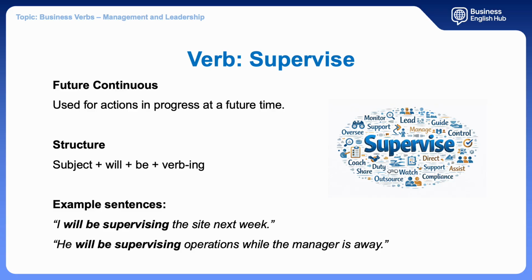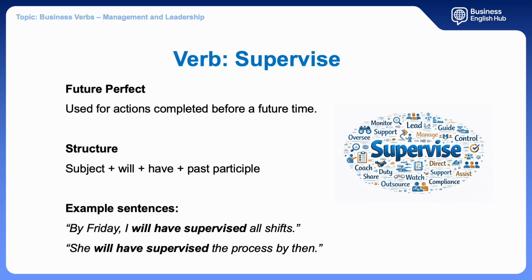The future continuous of supervise is used for actions in progress at a future time. Example sentences for supervise include: I will be supervising the site next week. He will be supervising operations while the manager is away.